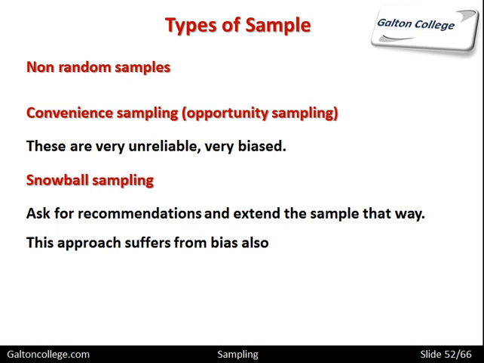So it's like a snowball getting bigger in the snow as you roll it. So I've moved away from my initial friend to his or her friends, and then on to their friends, and on to their friends again. But it's still biased. It is still not very scientific.